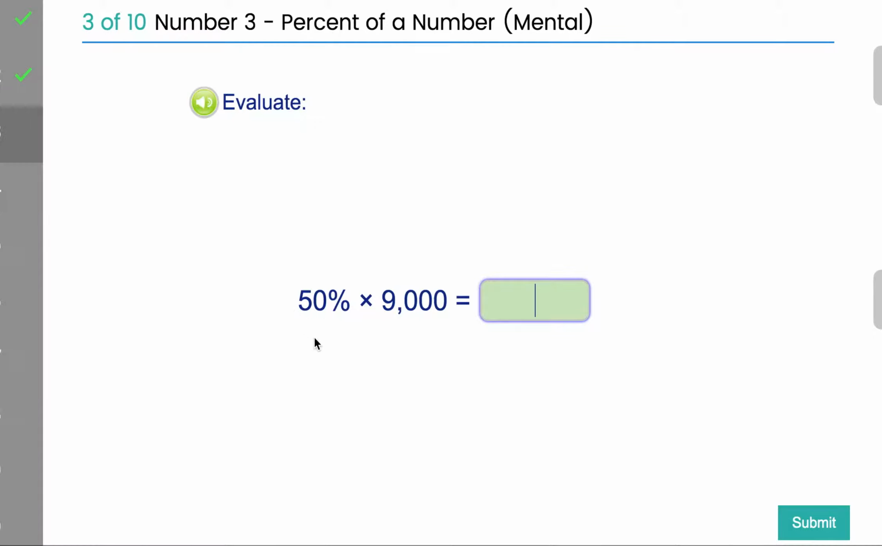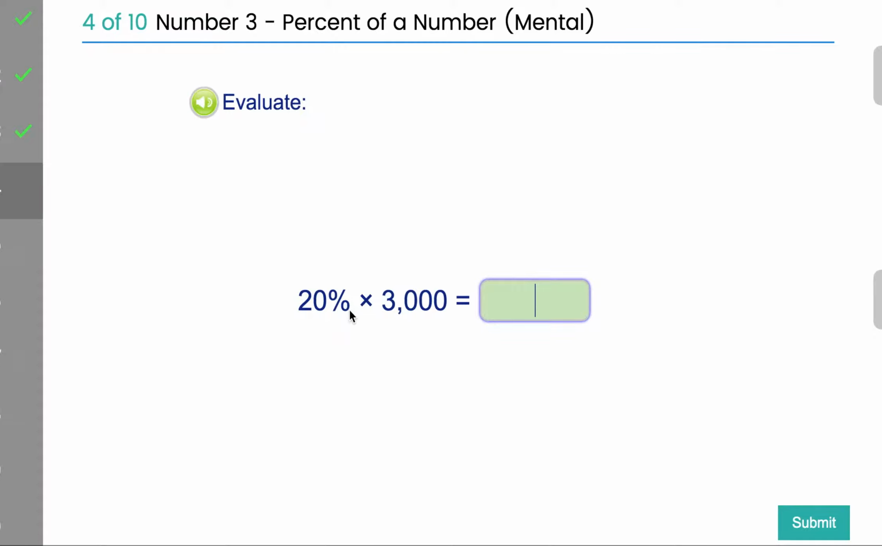Now when it asks 50% of something, it's just half, isn't it? So 50% of 9,000 is just half of 9,000. So half of 9,000 is 4,500. So 50% is another easy one to do. You just cut the number in half for 50%. I'm just waiting for a trickier one.